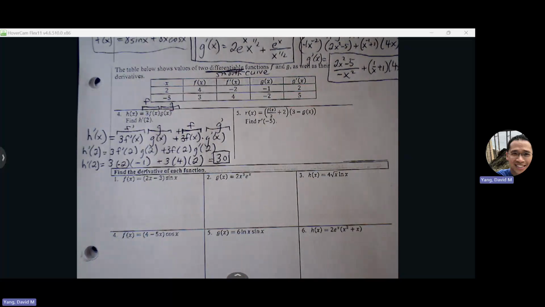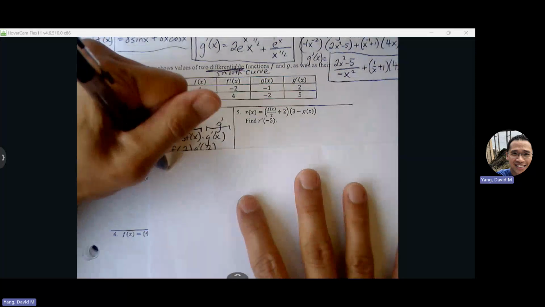Okay, any questions? Yeah, I want to work number 5 on the separate sheet just so I can have enough room so you can see all my work here. So here's number 5.